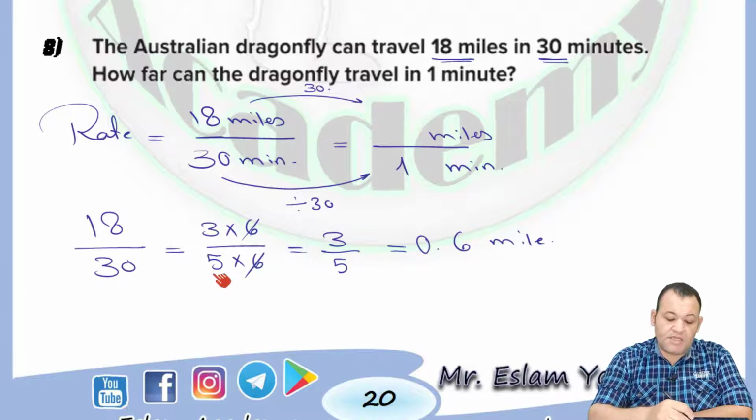And 30 is equal to 5 times 6. We can cancel out 6 and 6, so we have 3 over 5. You need to write 3 over 5 in decimal form, so it will be 0.6. And that's how we can find the number of miles if the given is the number of minutes.